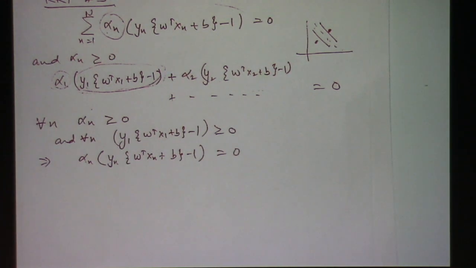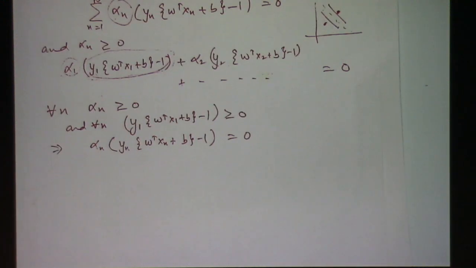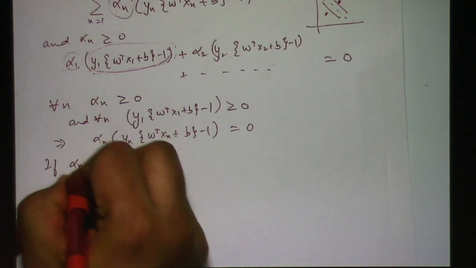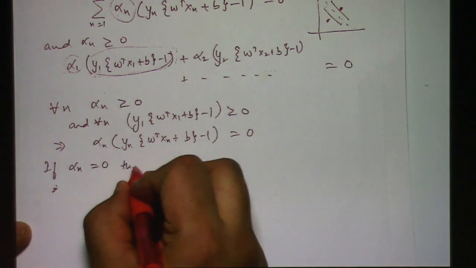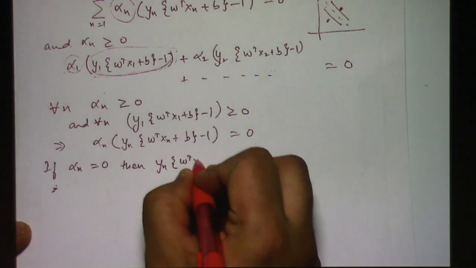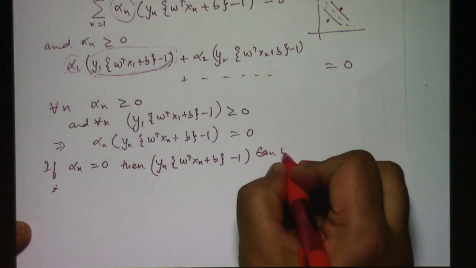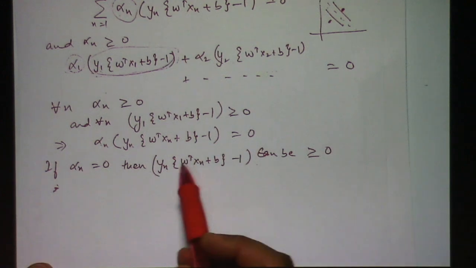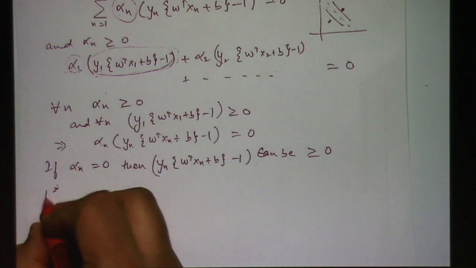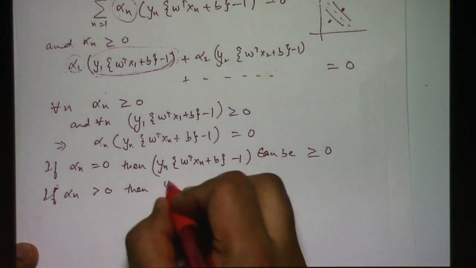So there will be some alphas that you get from your QP solver which might be 0, and there will be some alphas that might not be 0, right? So if alpha n is equal to 0, then y_n times (w transpose x_n plus b) minus 1 can be greater than or equal to 0. So then it's okay. It can either be 0 or greater than 0. It doesn't matter because it gets multiplied by 0. So that's fine. But if alpha n is greater than 0, then this should be 0.